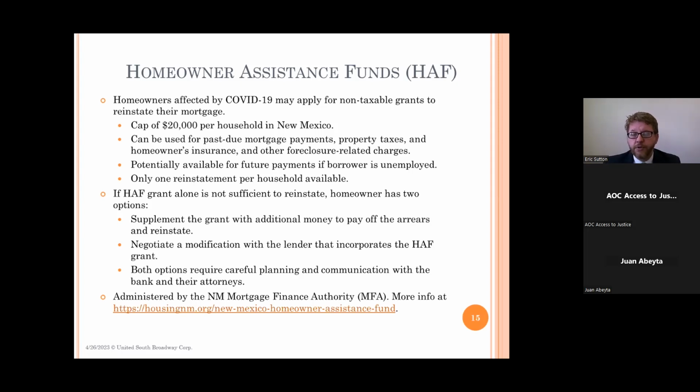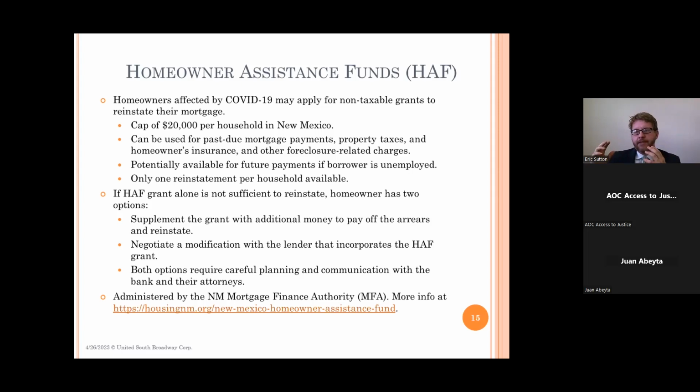It is possible to get future mortgage payments made part of that grant if someone in the house is unemployed, and there is only one reinstatement allowed per household in the program. It is administered by the Mortgage Finance Authority, and I have a link here for you to go visit that page to learn more about it. There are some frequently asked questions and some more detailed explanations on that site.